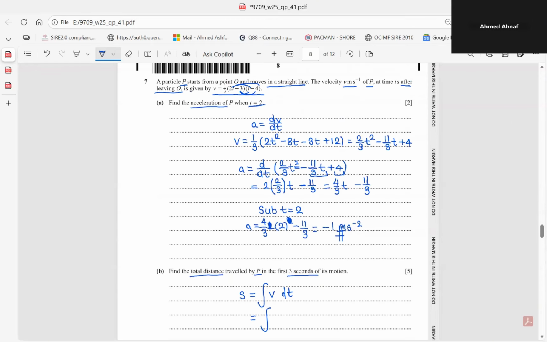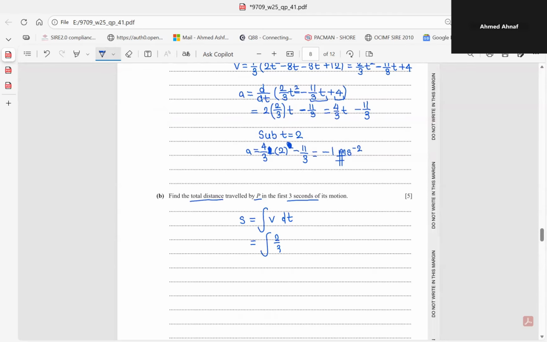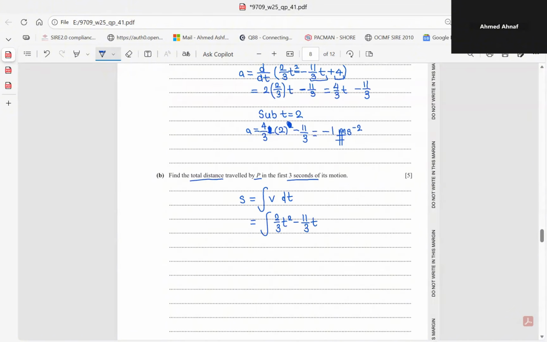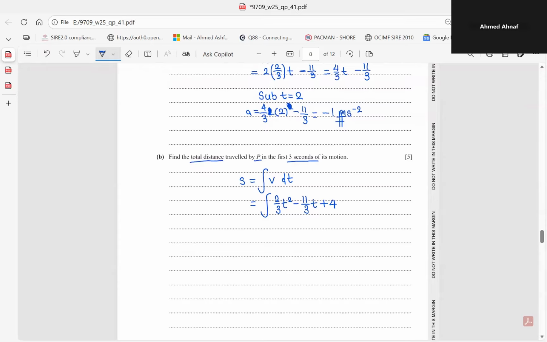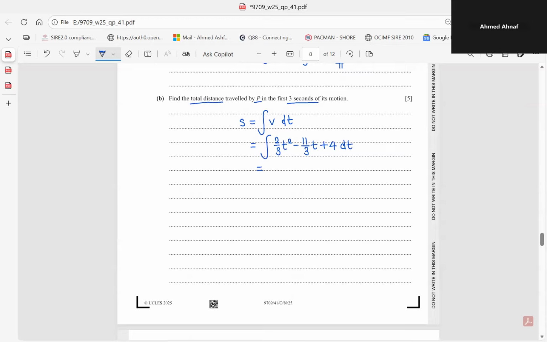So it's 2/3 t squared minus 11/3 t plus 4 dt. So integrating this, you move the 2 over 3 out and you just integrate t squared. So you get t cubed, 2 plus 1, and then you divide by the new power 3.